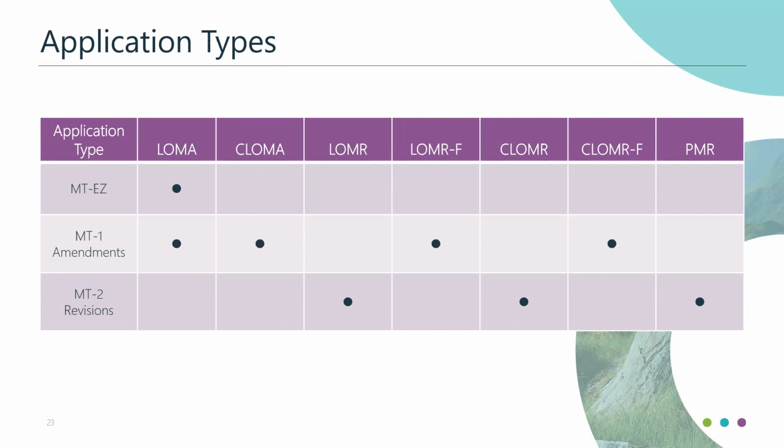If you're trying to do the MT-1 application, so a LOMA or CLOMA, or a LOMR-F and CLOMR-F, as I mentioned before, those are amendments. They're not revisions. You would fill out the MT-1 forms for those. And then if you're trying to make a physical change to the map for whatever activity that you have, a LOMR, a CLOMR, or a PMR, you would have to utilize the MT-2 application forms. And again, those are revisions, not amendments.